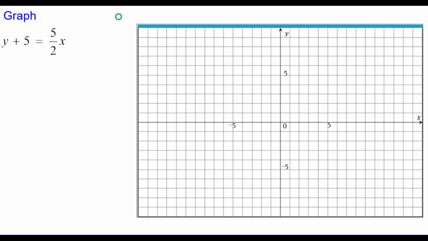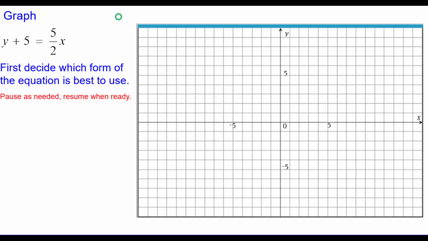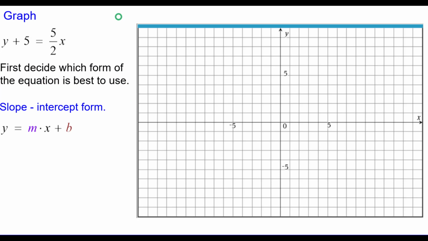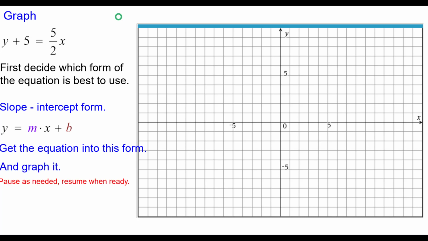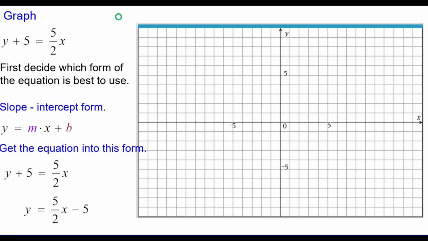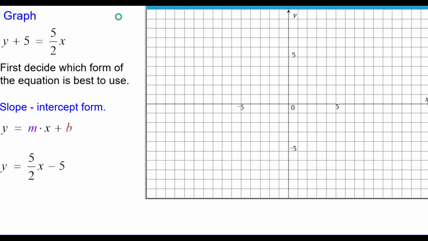Next example, y plus 5 equals 5/2 x. Decide which form of the equation is best to use. Pause to do so. Resume when you're ready. We decided slope-intercept form was y equals m times x plus b. We need to get the equation into this form and graph it. Pause as needed. Resume when you're ready. So I'm going to subtract 5 from both sides, and that's already it. That's our equation in slope-intercept form.